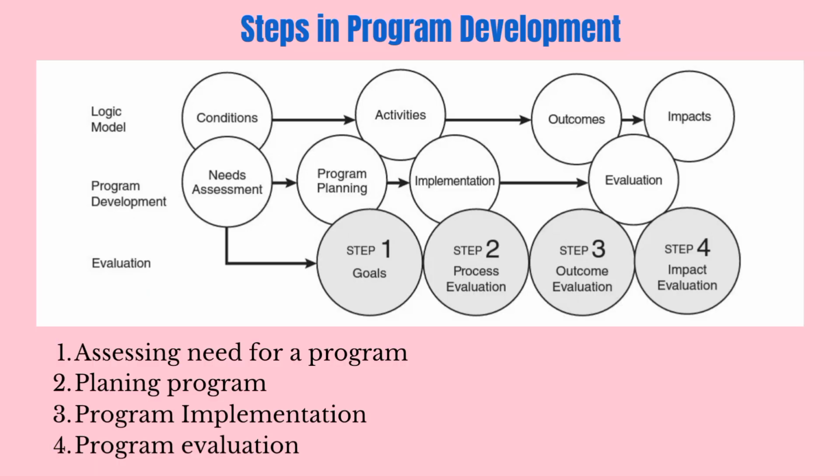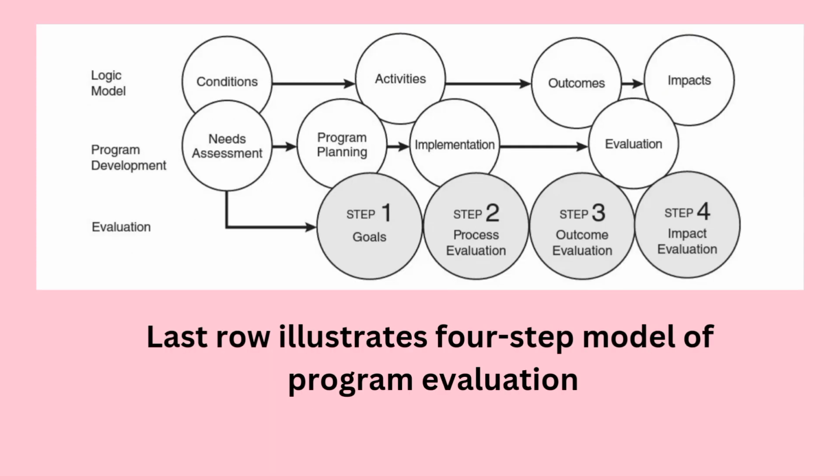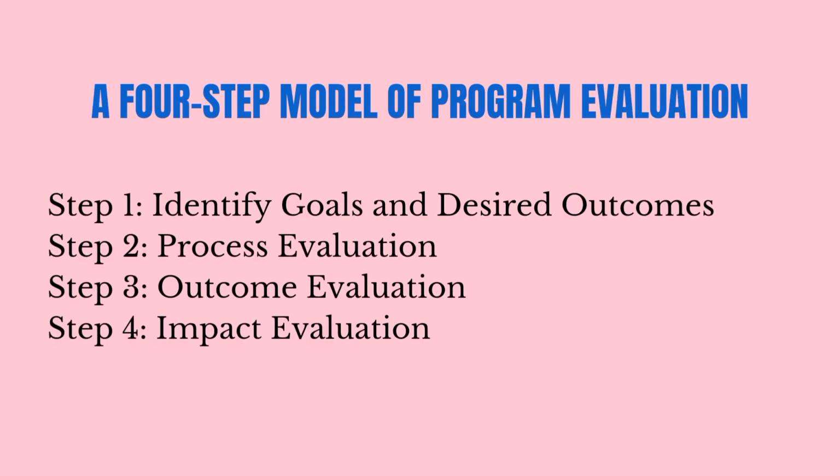The middle row shows the steps in program development and their relationships to the logic model. A program developer assesses the need for a program, often with community surveys or interviews, plans a program to address the need, implements the program, and evaluates whether the program has been successful. The bottom row shows how a 4-step model of program evaluation relates to the logic model and to program development. 4-step program evaluation includes: Step 1. Identify goals and desired outcomes. Step 2. Process evaluation. Step 3. Outcome evaluation. Step 4. Impact evaluation.